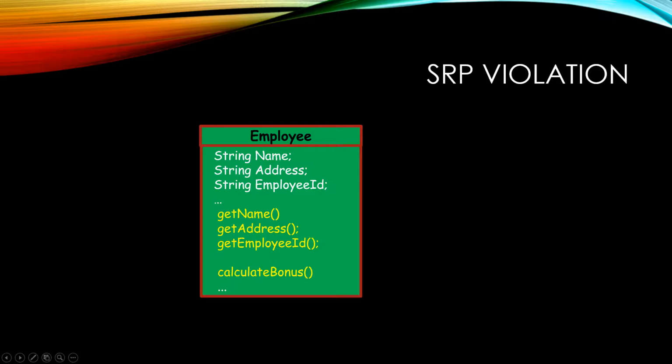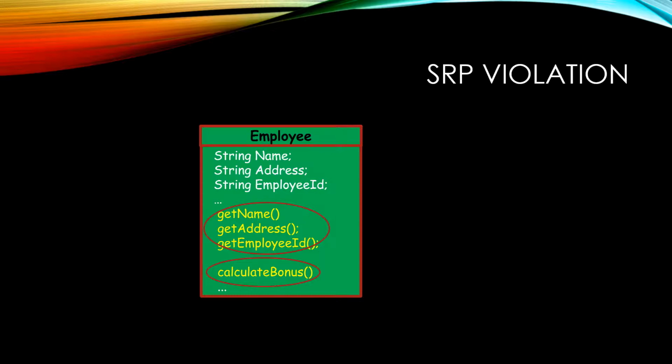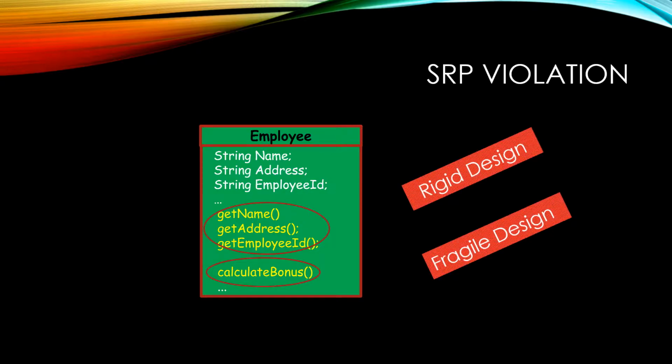But why do we need to care about separating responsibilities? That's because a class with multiple responsibilities leads to rigid and fragile design. These are the enemies of maintainable software. In order to understand rigid and fragile design, I need to know who is using my class.